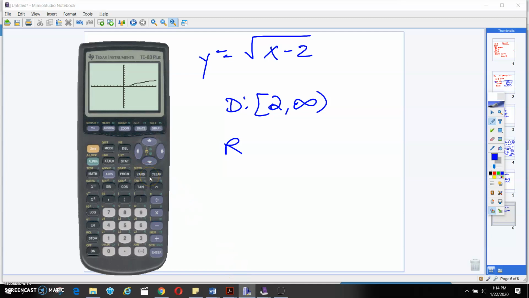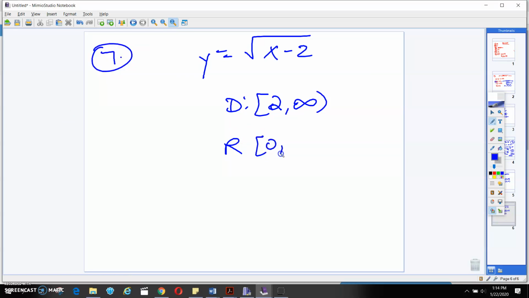Farthest left and right. Not always. It could have a boundary, like with our piecewise function, we had a stopping point, right? But not always is there going to be a stopping point. Okay? For my range, we're going to look at our table again. What's my lowest y value? What's my highest y value? Okay, so from 0 to infinity.